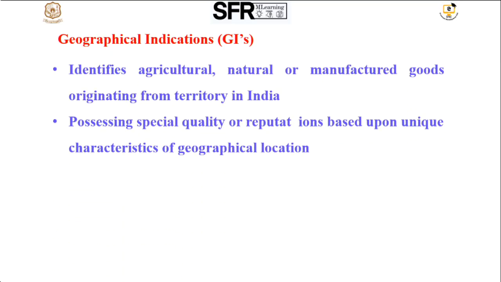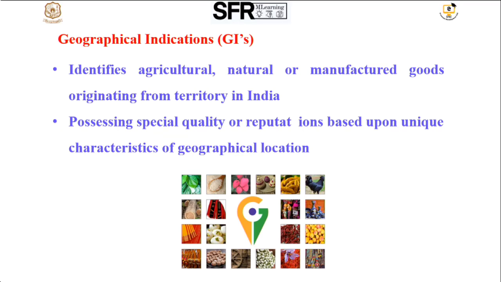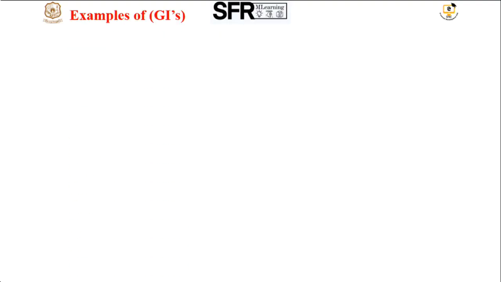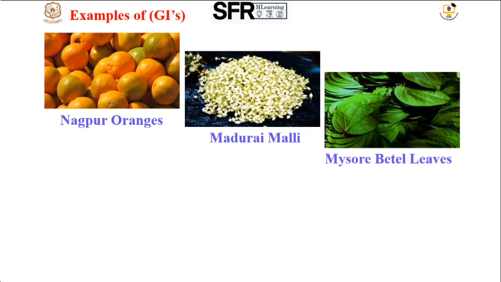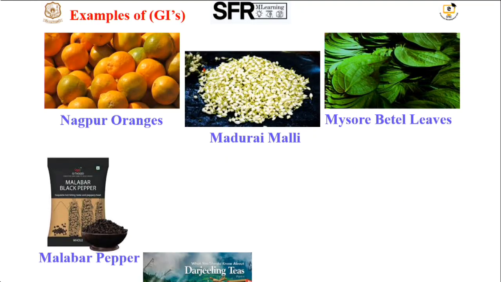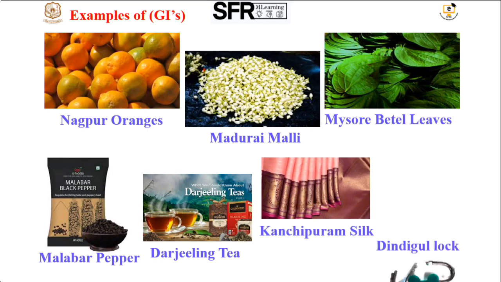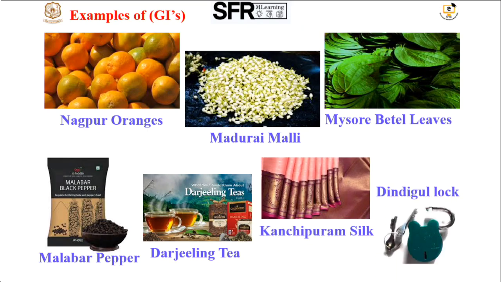The fourth one is geographical indications. It is a sign used to protect products that have a specific geographical origin and possess qualities that are due to that origin. It identifies a product of originality in a given place. It also includes the qualities, characteristics and reputation of the product. Some of the most important examples of GIs are Nagpur oranges, Madurai malli, Mysore betel leaves, Malabar pepper, Darjeeling tea, Kanjipuram silk, and finally Dindigul lock. Those are all the best examples of geographical indications.